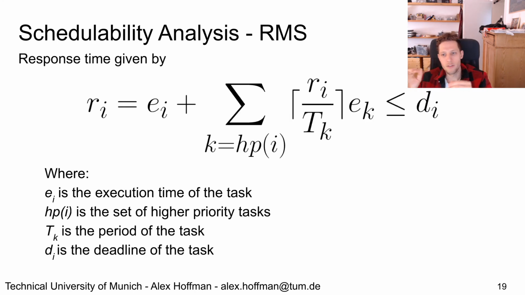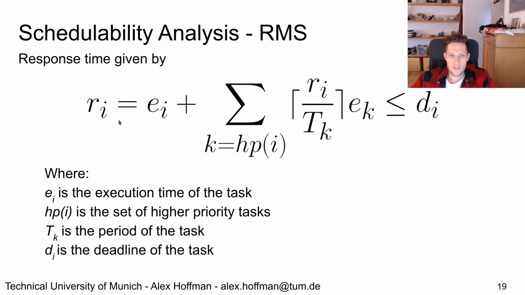To put that problem formulation onto paper, this is what we end up with. We're saying that the response time is given by the execution time of the task added to the sum over all higher priority tasks. This is the conditional for our entire test, but we want to take the sum of the higher priority tasks where we look at the response time of the task over the period, times the execution time of the higher priority task. This might be a bit confusing or not really make sense, but we'll see in an example what this actually aims to achieve.